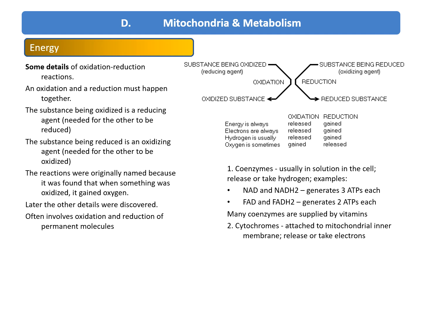Cytochromes are another type of permanent molecule. These are attached to the inner membrane of mitochondria, and they release and take energy in the form of electrons. Which is in the reduced state, NAD or NADH2? Well, remember, when something becomes reduced, it gains hydrogen, and so the NADH2 is in the reduced state.